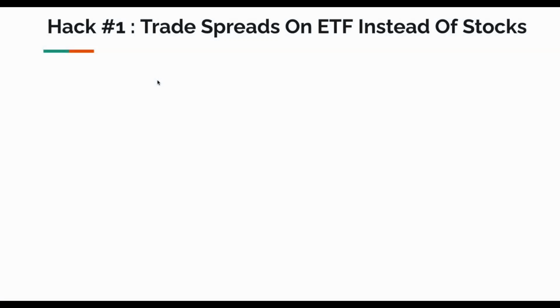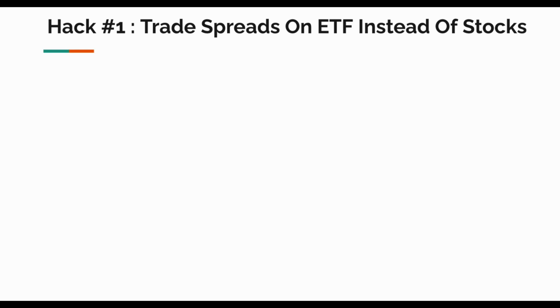Okay, so hack number one. This is, I would say, hack or trick, whatever you want to call it. This is trading spreads always on ETFs rather than stocks. So I prefer to do it on ETFs more than on a stock, and there are simple reasons for that. So let's check those.